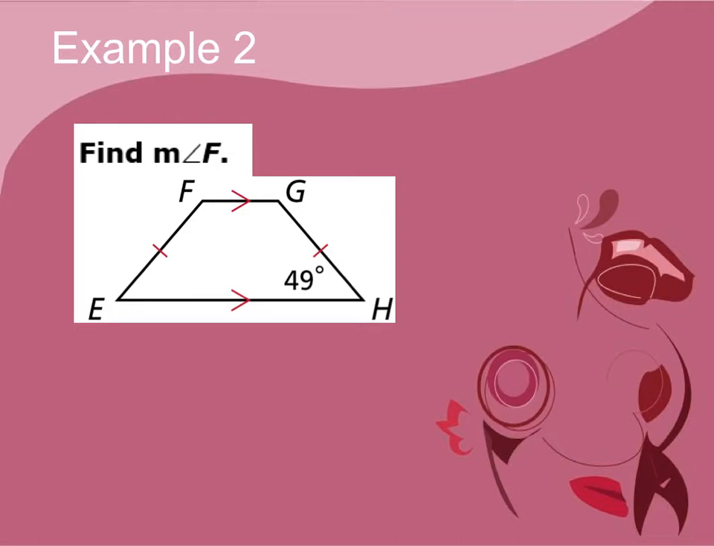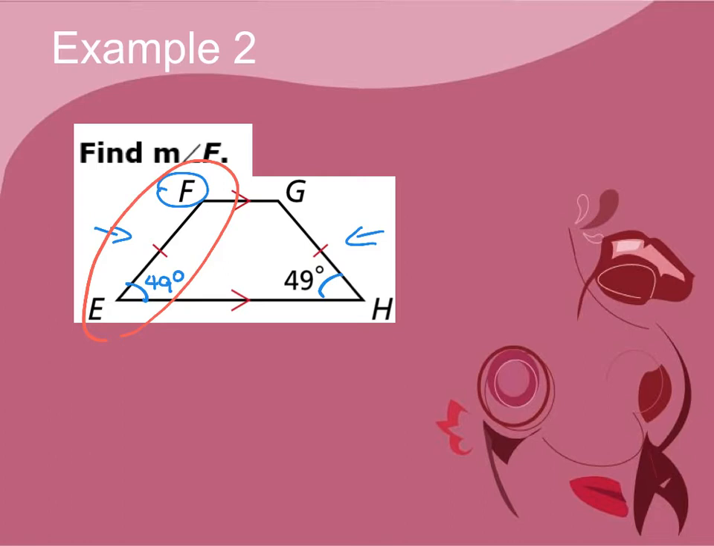All right, example 2. This time they want us to find the measure of angle F. This time they're sitting the trapezoid on its base. Again, notice the congruency marks on the legs, indicating that this is an isosceles trapezoid. So again, I know my base angles are congruent. So now to find the measure of angle F, I could either use the fact that these are consecutive angles and they're supplements, or I could add 49 plus 49, subtract from 360 and divide by 2.